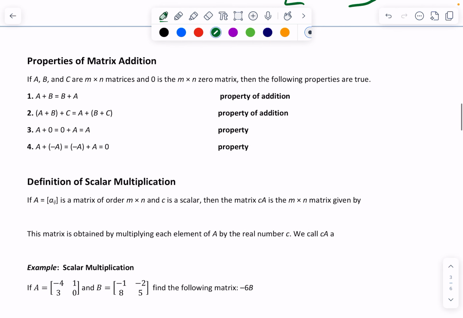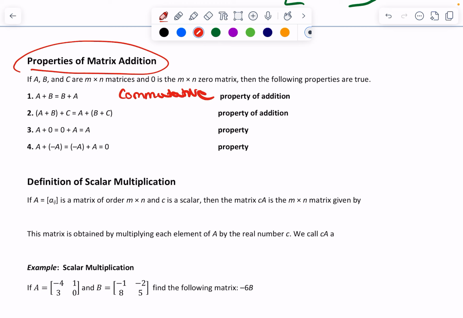Okay, let's look at properties of matrix addition. We have A, B, and C as n by n matrices, and 0 is the n by n zero matrix. Then the following properties are true. A plus B equals B plus A. That is our commutative property of addition. When we switch the parentheses, on the left we've got A plus B inside parentheses plus C, and that does equal A plus, now B plus C inside parentheses. That is the associative property of addition.